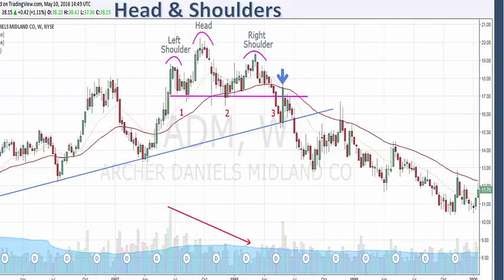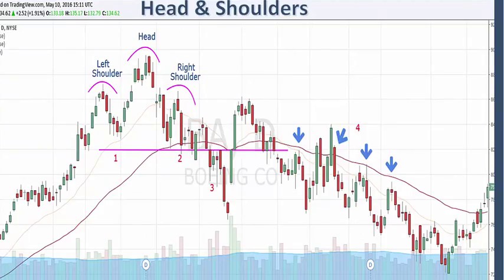Let's go back to ADM and take a look at the volume on the formation of the right shoulder. As you can see, the volume is decreasing. Now once we have these confirmations, we want to watch the neckline. The head and shoulders pattern is not complete and the uptrend is not reversed until the neckline support is broken.